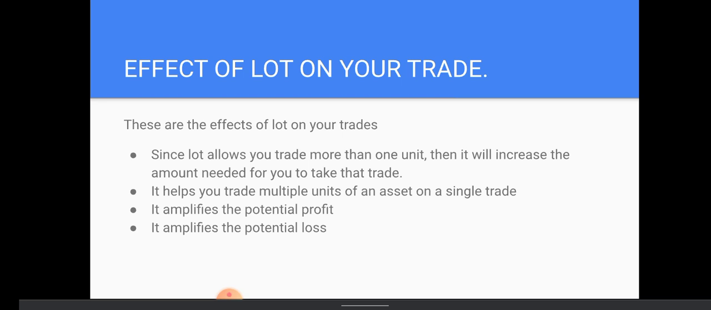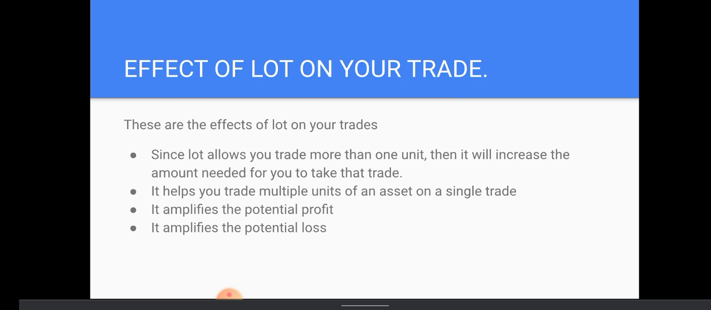The second one, it helps you trade multiple units of an asset on a single trade. Good, I think you understand that. The third, it amplifies the potential profit. And the fourth, it amplifies the potential loss.